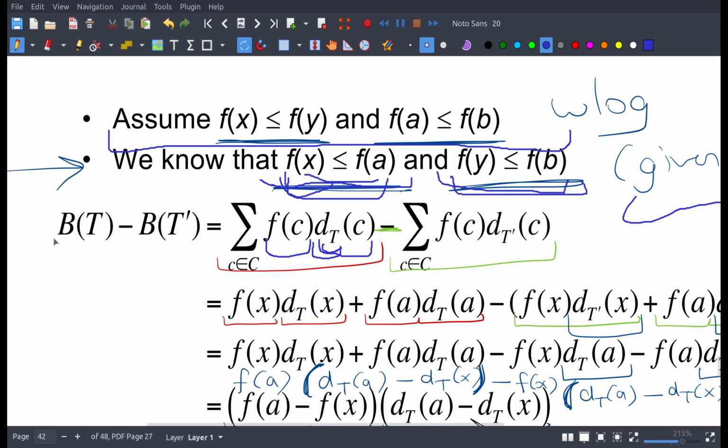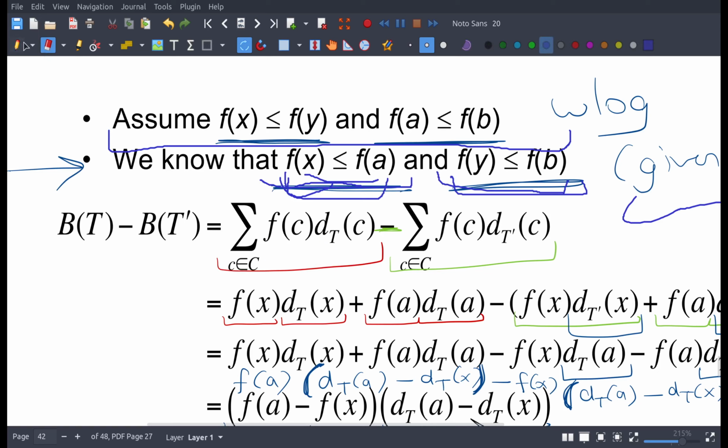So now we have the cost of the whole. This f(c) d_T(c) is the cost of one single character in that tree. And B(T), the cost of the whole tree, is the sum of all those characters in the tree. So we have all the characters in the list C, capital C. We find the cost of all of them and we sum it to get the whole cost of the tree T. Hope that makes sense, right?